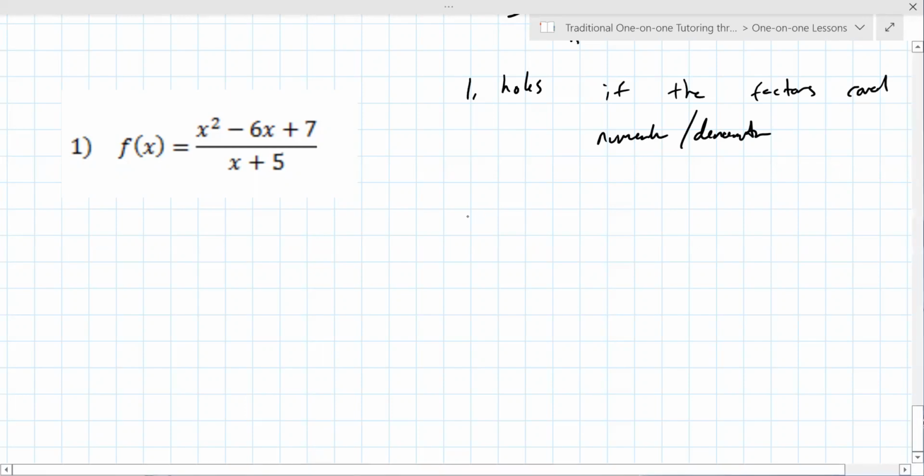So there are no holes, okay? Second thing you look for are vertical asymptotes. Do you remember where vertical asymptotes occur? Yeah, so when you set the denominator equal to 0. So x equals, yeah, -5.